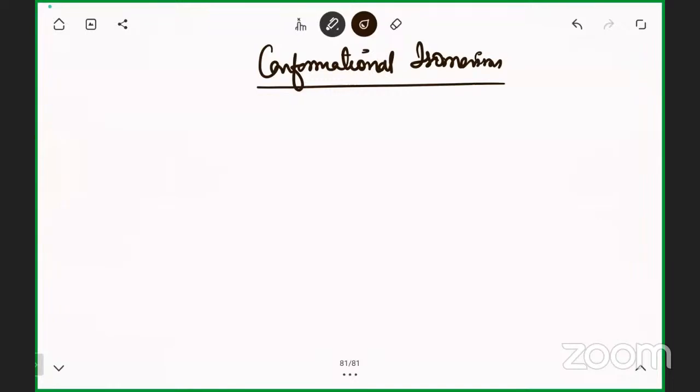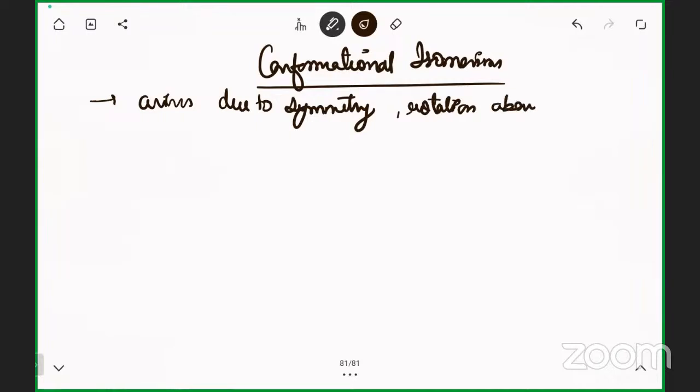In conformational isomerism, we will start with why this conformational isomer occurs and what a conformational isomer is. Conformational isomers generally arise due to symmetry in the molecule, or you can say due to rotation. The rotation about, okay, in which there is a restricted rotation. Unsaturated carbons or saturated. Restricted rotation. Double bond or single bond.